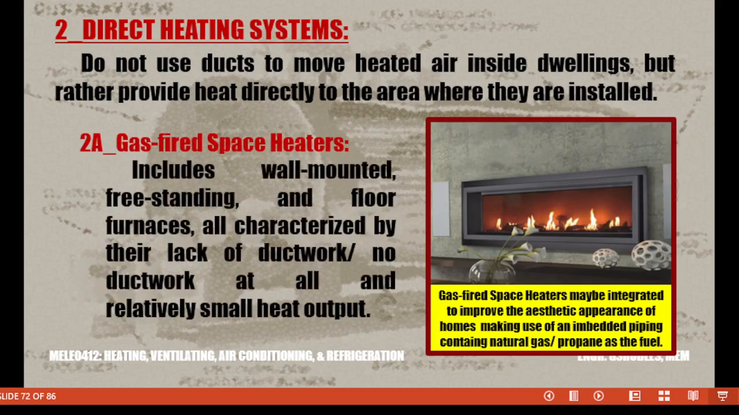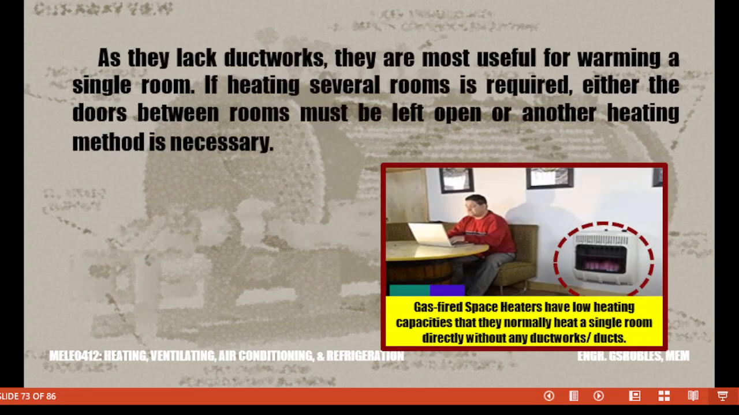So, a gas-fired space heater includes wall-mounted, freestanding, and floor furnaces, all characterized by their lack of ductwork or no ductwork at all, and relatively small heat output. So basically, pang small spaces lamang to, o parang pang isang room lang to. So as they lack ductworks, they are most useful for warming a single room. So kung mag-heat tayo ng several rooms, ang tendency is kinakailangan natin iwan buksan yung mga doors or kinakailangan gumamit tayo ng additional heating method.